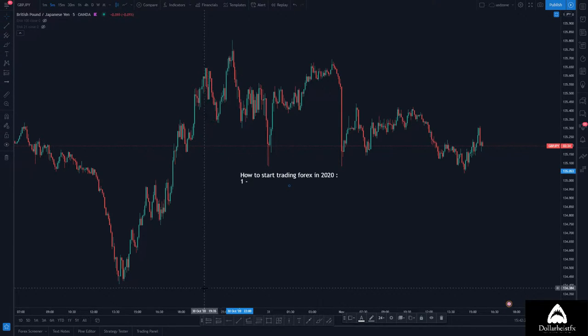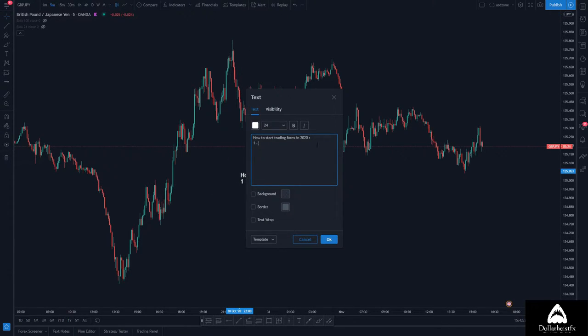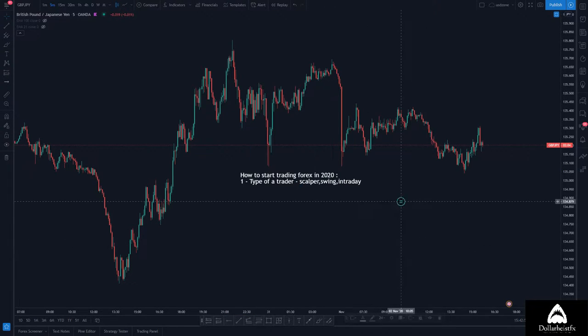Okay, so first and foremost, the things that you need. There are a few things that you need before starting forex trading. The first thing that you need, obviously, is you have to know what type of trader you are. There are three types: scalper, swing, and intraday. And you might be asking what the difference between the three types is.